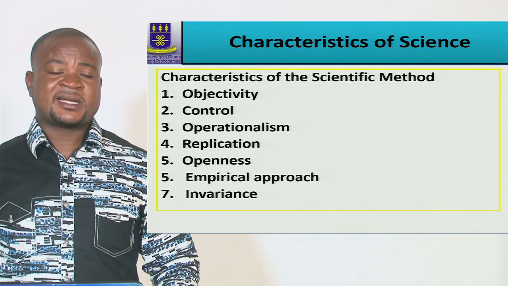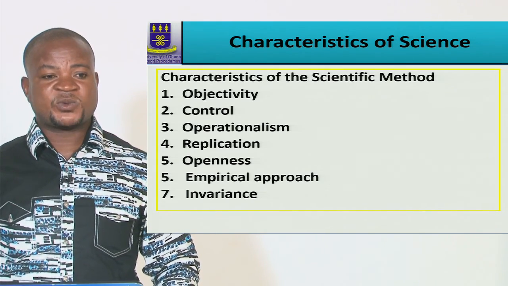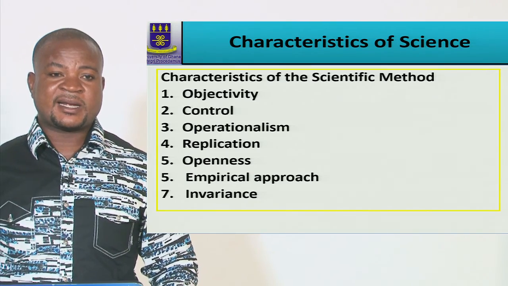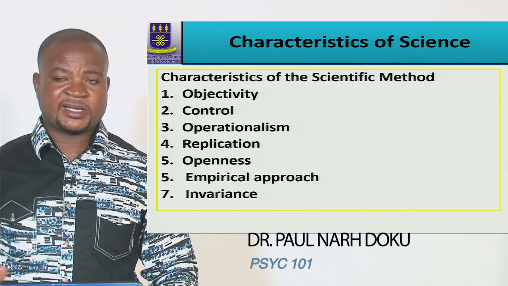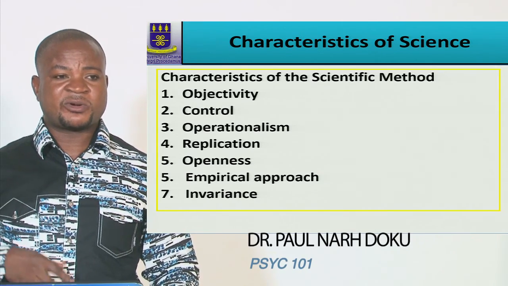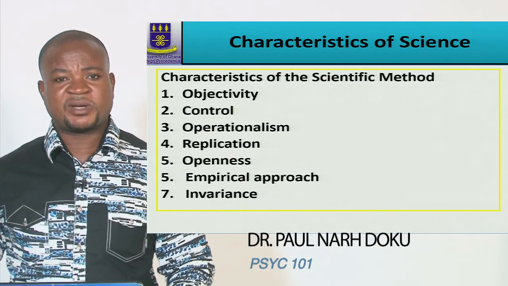The second thing is that science has control. That's checks and balances. In science, we control so many other factors. There are so many checks. Whatever you have done, others have to do it and get the same thing. People can criticize you, people can question you, and a whole lot. So there are so many controls.